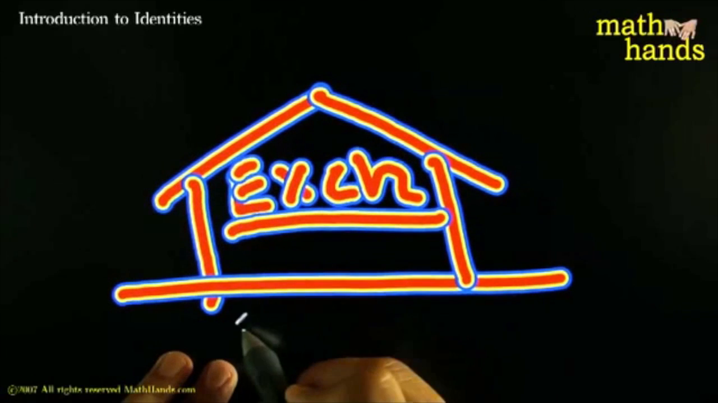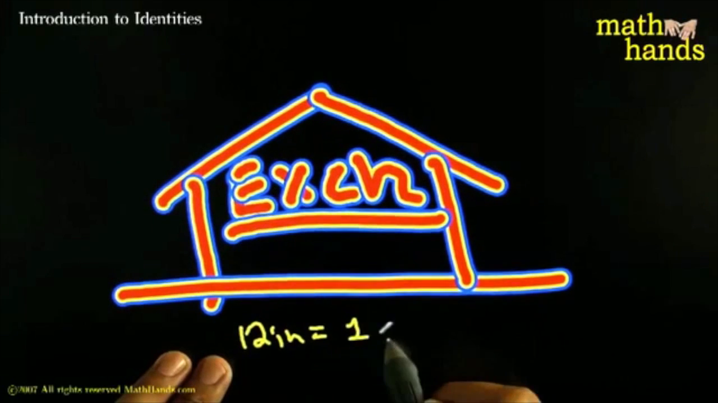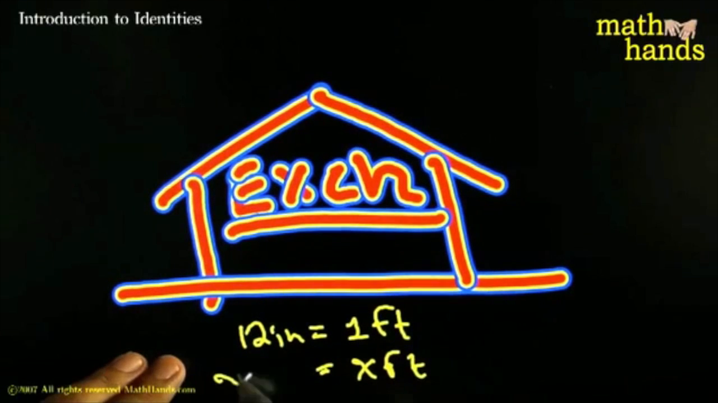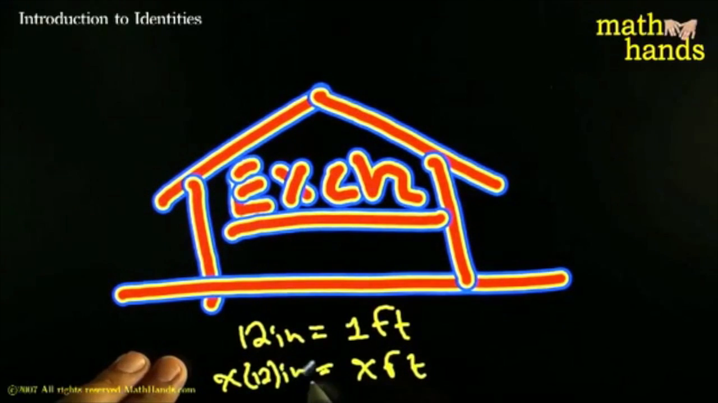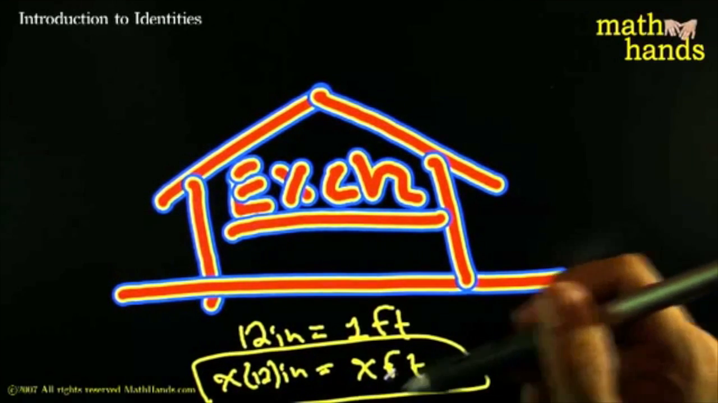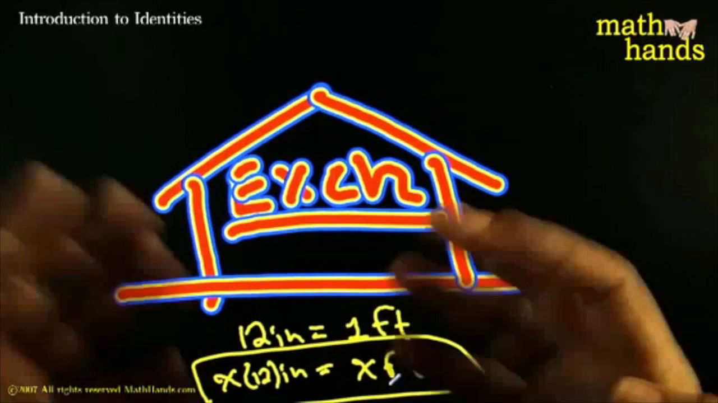I'll just do it here. Anytime you've got 12 inches, you get back 1 foot. If you had x feet, you would get x times 12 inches. So this is an identity where you can exchange a certain number of feet for a certain number of inches. And the list goes on and on and on.